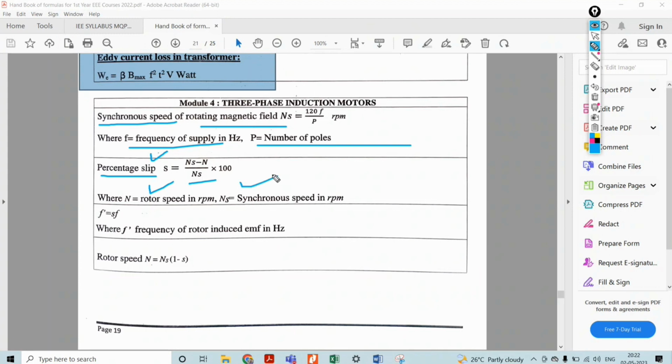Ns is synchronous speed. F dash is equal to S into F. That is the rotor induced EMF frequency or the rotor current frequency. I am using that as Fr also. Fr is equal to S into F. S is slip, F is supply frequency.